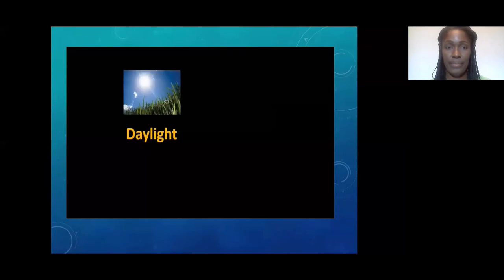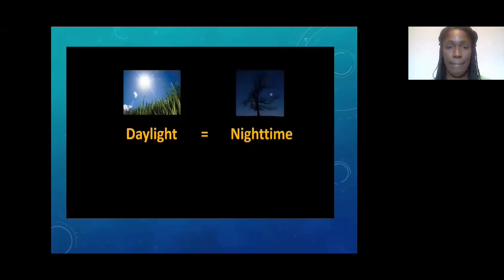Since the total hours of daylight change each day of the year, there must be a time when the amount of daylight equals the amount of nighttime. When this happens, that day is called an equinox. There are 2 days each year when we have an equinox. One happens in the autumn, one happens in the spring.